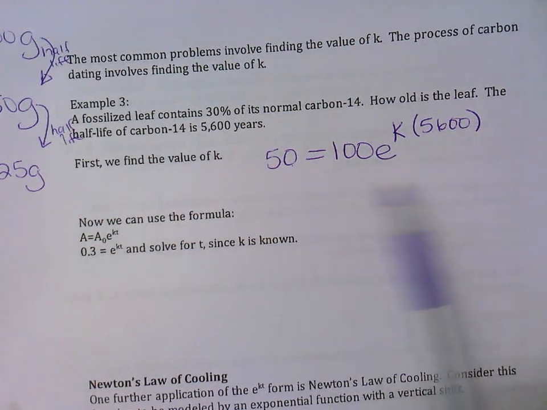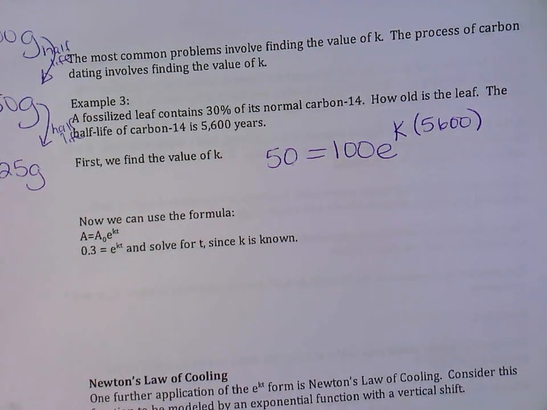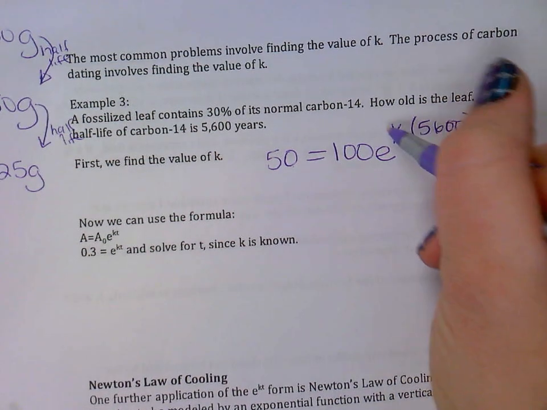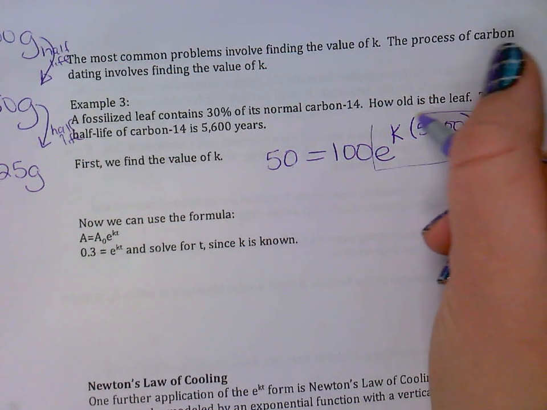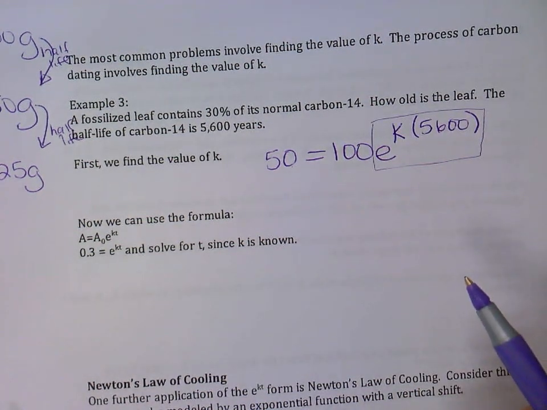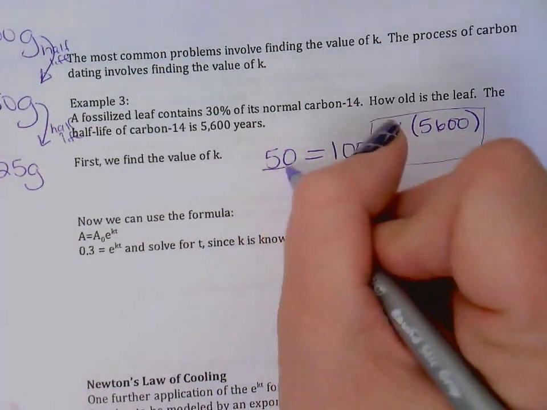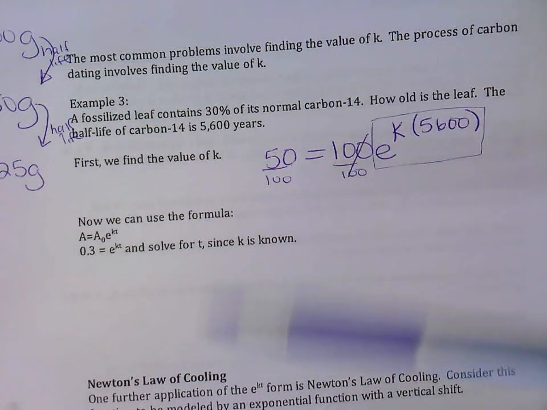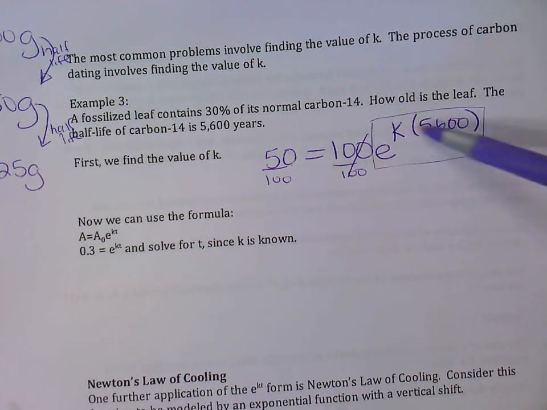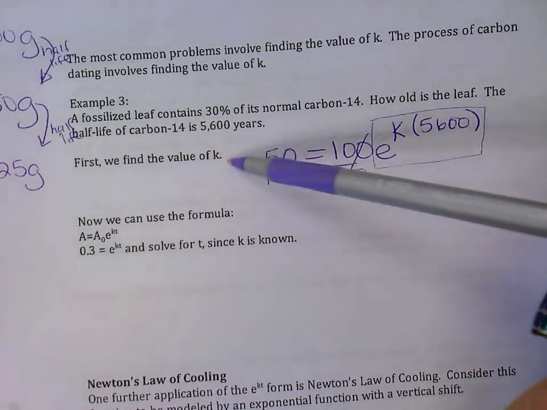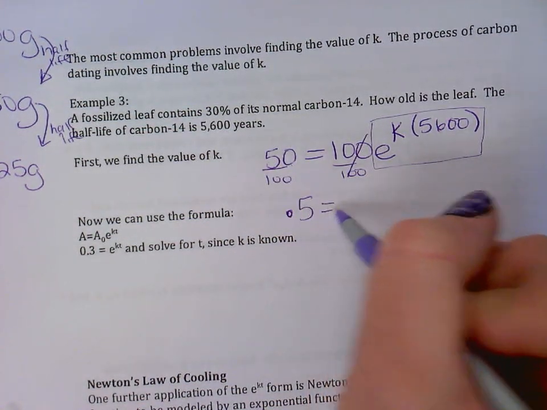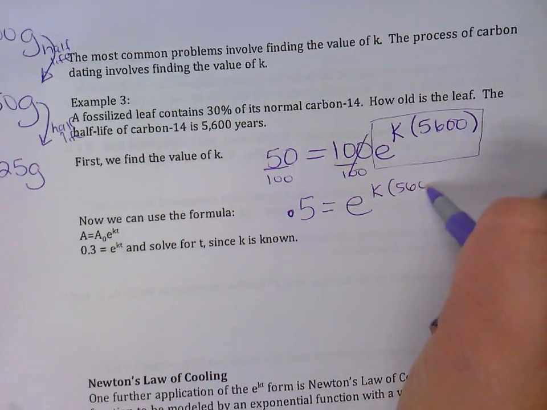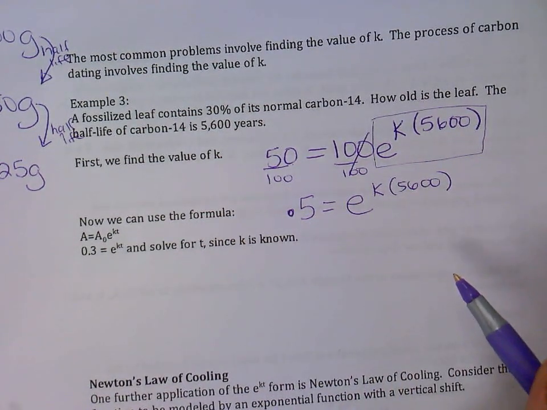Now I can solve this for K using properties of logarithms. What would be my first step to get K by itself? My first step is to get this by itself because then I could change this into a log. So my first step is actually to divide 100 to the other side. You're going to be using this process every time you need to solve for one of these exponents on this worksheet, so get used to dividing this number to the other side. So you get 0.5 equals e to the k times 5,600. And then you're going to convert it into a log.